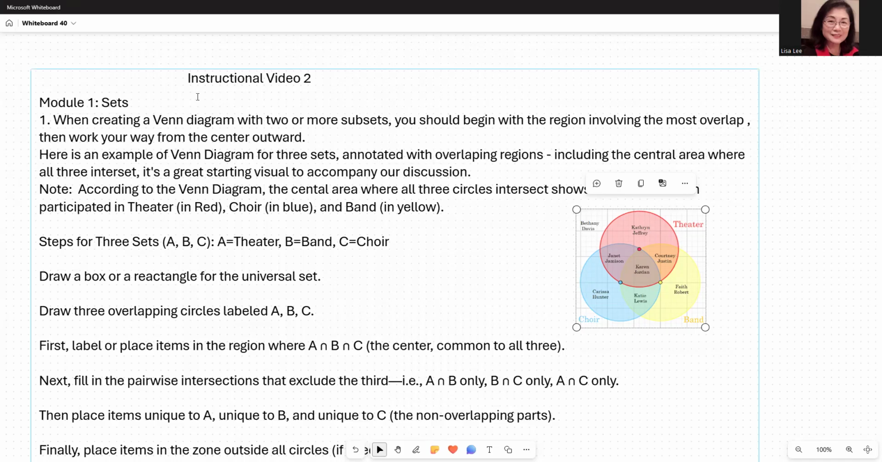So this is instructional video 2 from Module 1 about sets. Usually, students will ask me about this Venn diagram and the common mistakes from the quizzes or exams. So I would like to go over the Venn diagram with an example shown on the whiteboard here.